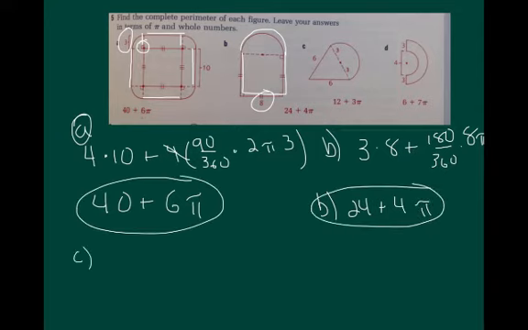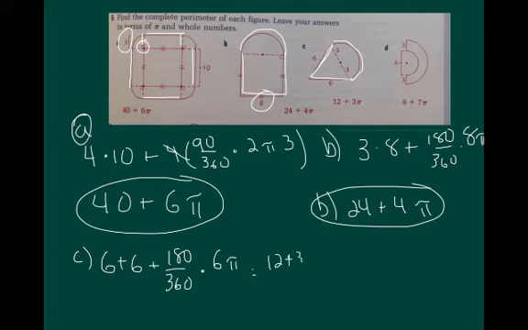Okay, C is going to be this ice cream cone shape, which has two sides that are 6 and 6. So that's easy enough. And then another half circle with a diameter of 12. So that's going to be plus 180 over 360 times 6 pi, which gives us a final answer of 12 plus 3 pi.